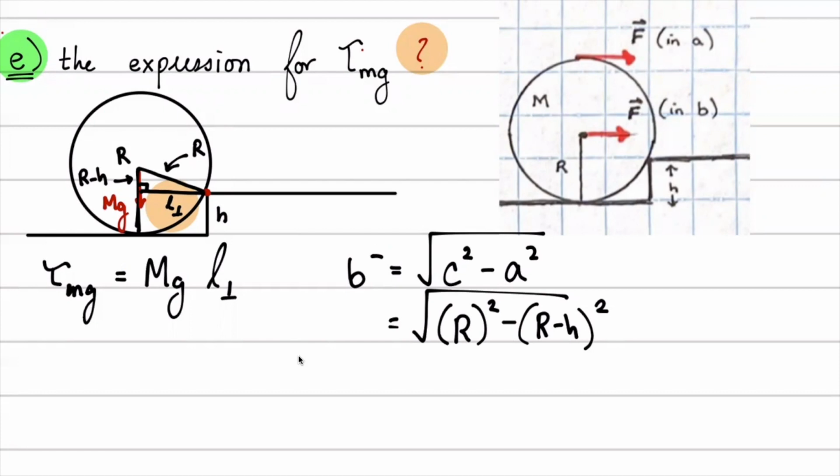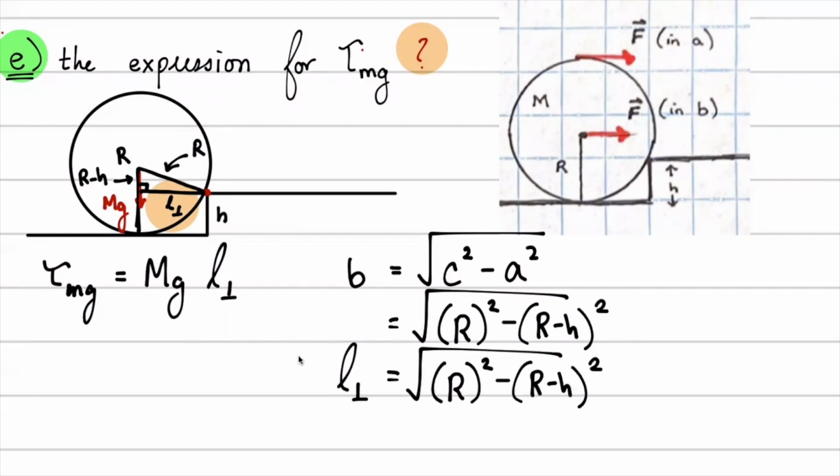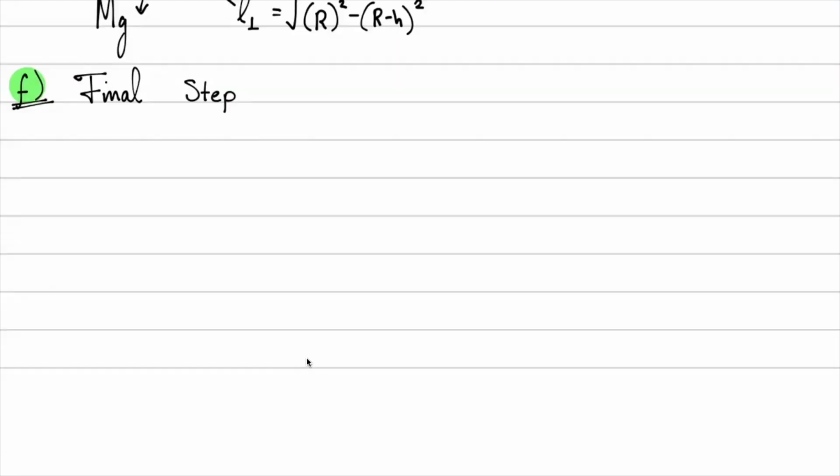Sorry for the mistake. We get our final leg, L perpendicular, as the square root of r squared minus (r minus h) squared. And that just gets plugged right into our torque expression to give us the expression for the torque due to gravity. Awesome, we made it this far.